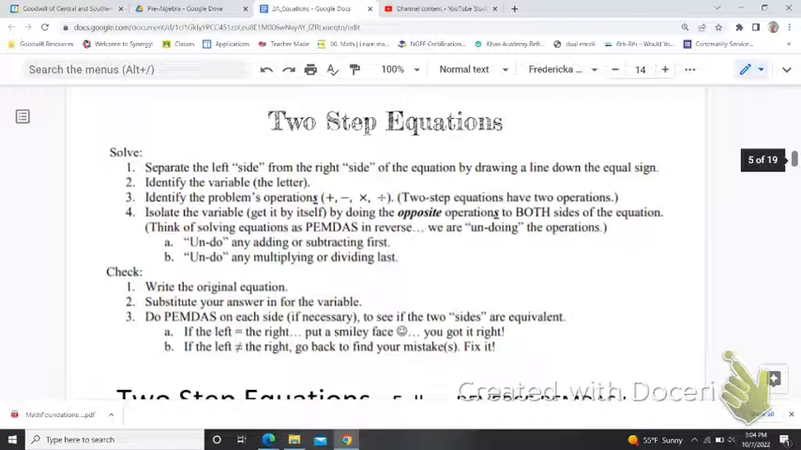So we're going to undo things. We're going to go the opposite order of operations. We're going to do adding and subtracting first in general. There is kind of an exception to that. And then multiplying or dividing last. And then to check it, remember that you can substitute, plug in, replace your answer for the variable, and then check to make sure that your left side and your right side are actually equal to one another.